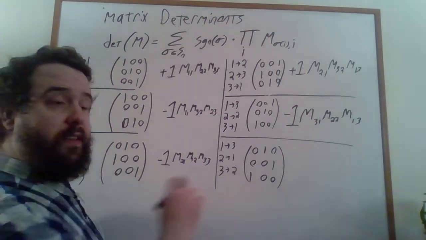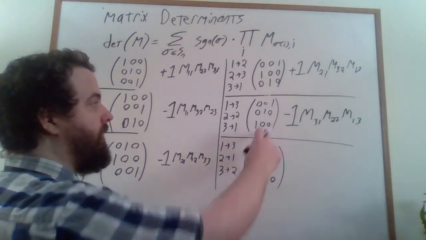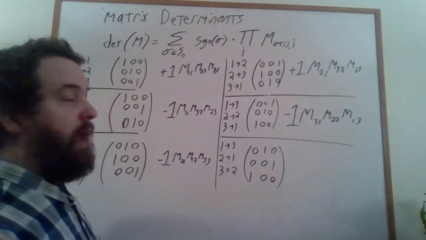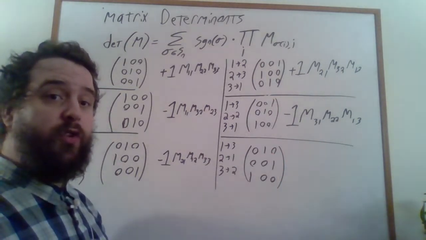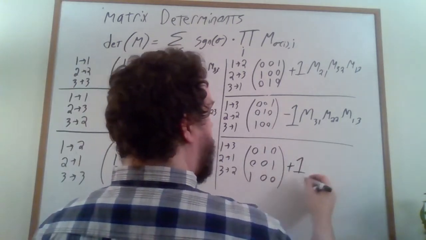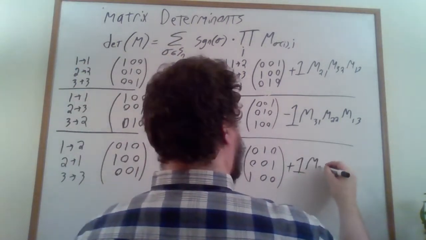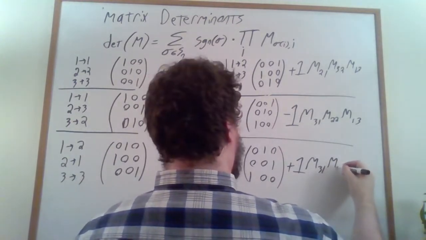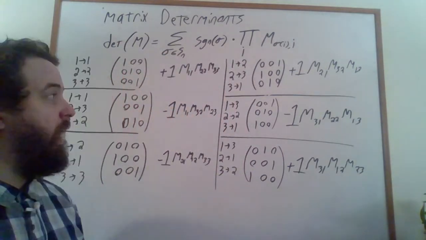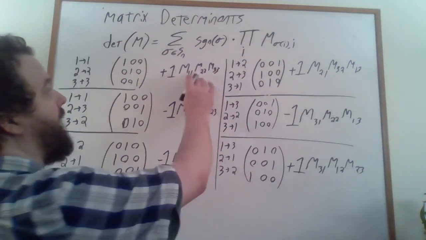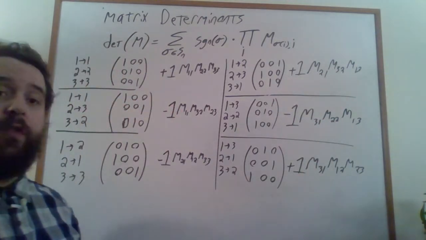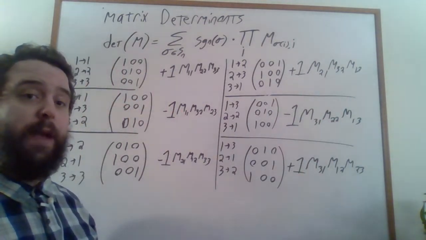And finally, this permutation here, we can see is actually this permutation where we've swapped rows 1 and rows 2, and therefore is a product of 2 swaps, and so has sign +1 and corresponds to the product m31, m12, m23. And so together, when we add up these 6 terms, we get a formula for the determinant of a particular matrix.